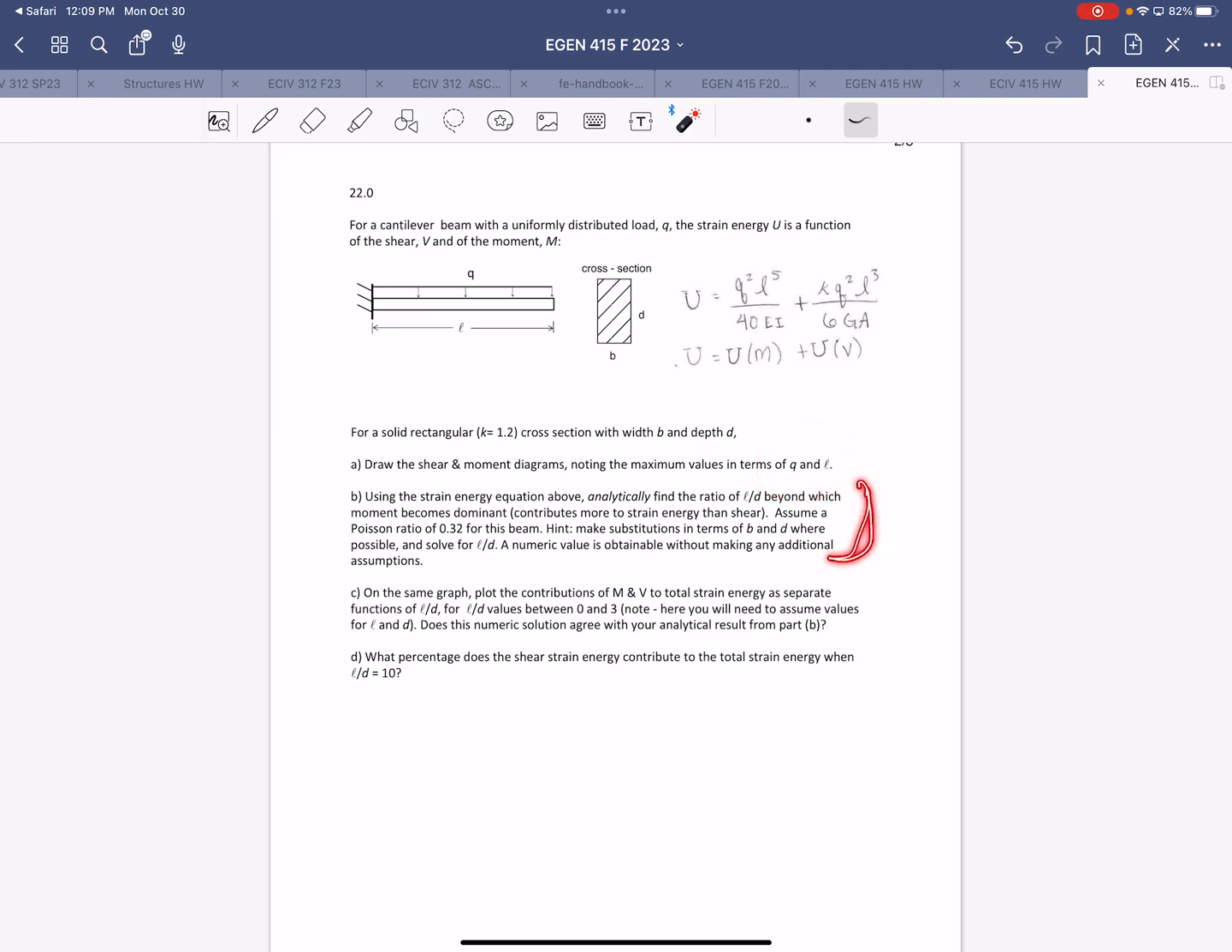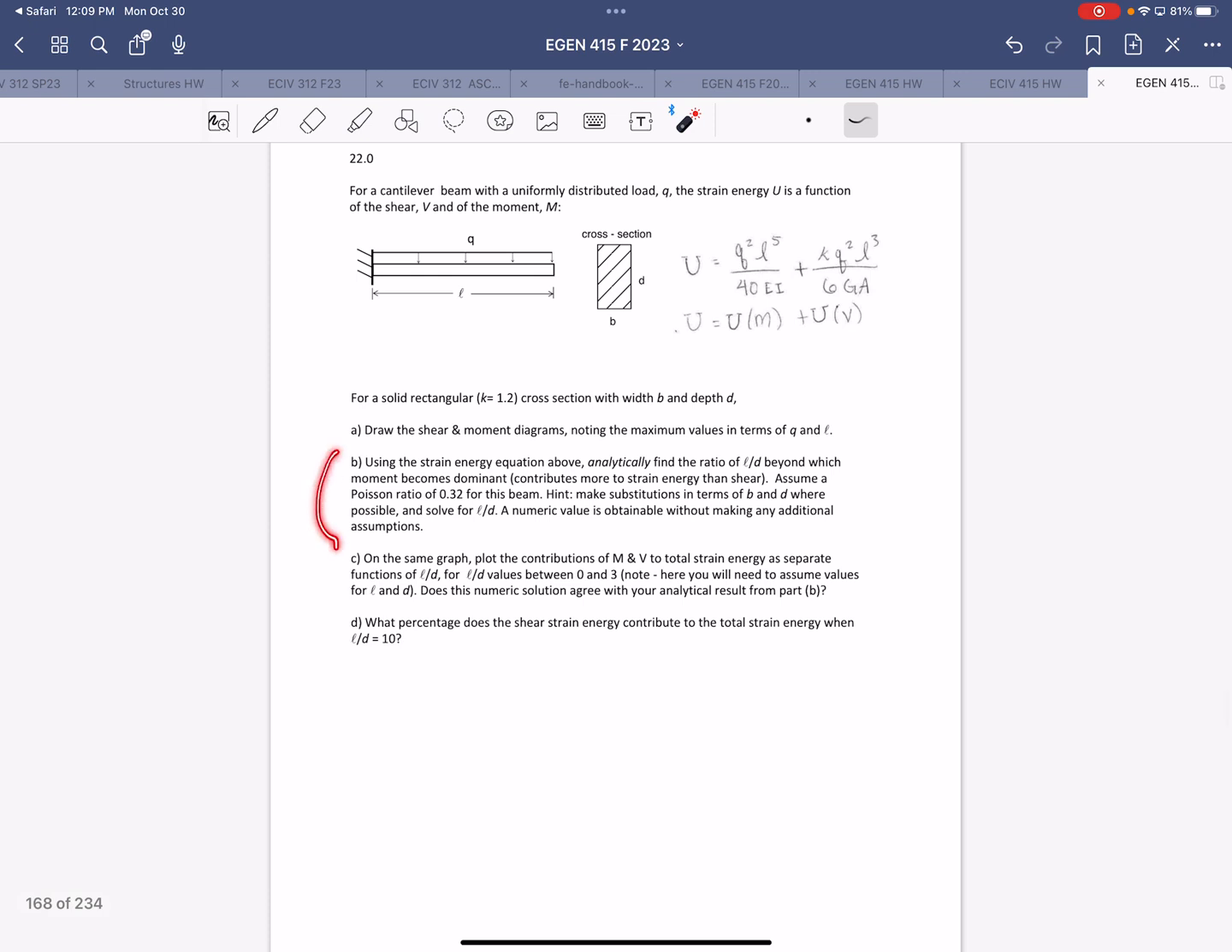And then in part B, I'm asking you to analytically find the value for the ratio of length to depth beyond which moment becomes dominant. So for a small L over D, shear will contribute more than moment. So at what point does moment begin to take over that contribution, right? That's what we're looking for analytically. So just using, being creative with math and substitutions and things like that. Solve that by hand to get an L over D value.